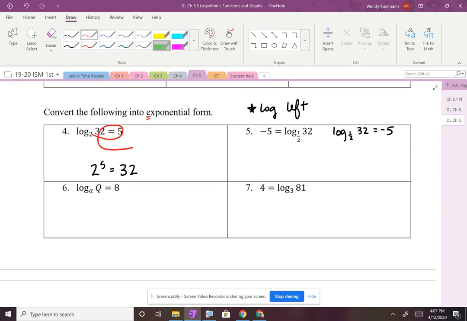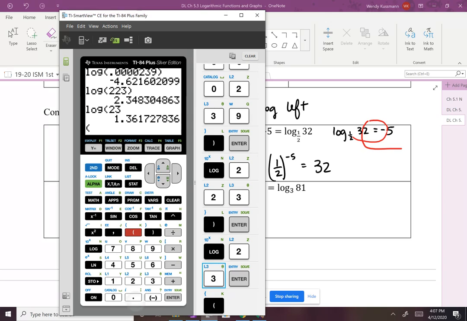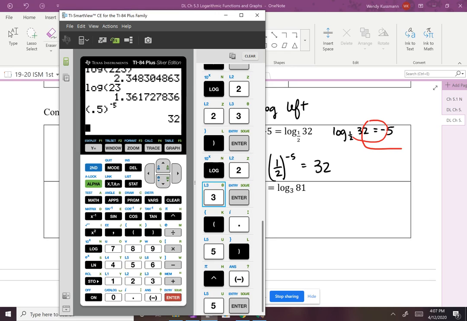So just use our e. It's our base 1/2 to the power of the other side, -5, equals our argument, which is 32. There's our e for exponential form. So that tells us 1/2 to the -5th power equals 32. And again, if you want to, you can pop up your calculator and check that. So we could have 1/2, I'm going to just do 0.5, raised to the -5th power equals 32. There's a good check for that.